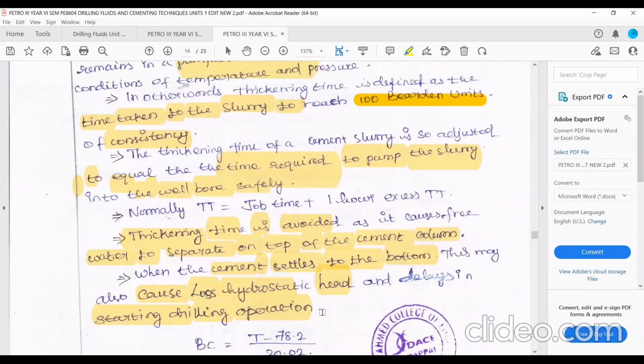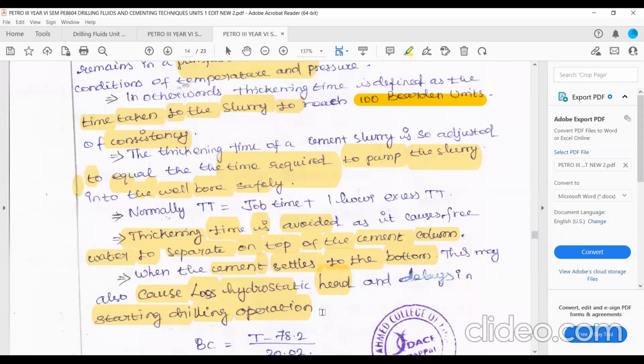So what is the normal thickening time? It is the job time plus 1 hour excess, which is the standard 1 hour excess of thickening time plus job time. Normally, that is referred to as the standard thickening time, the time required to pump the slurry into the wellbore safely. So, thickening time is also avoided.